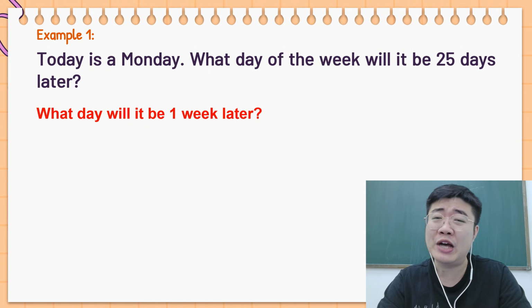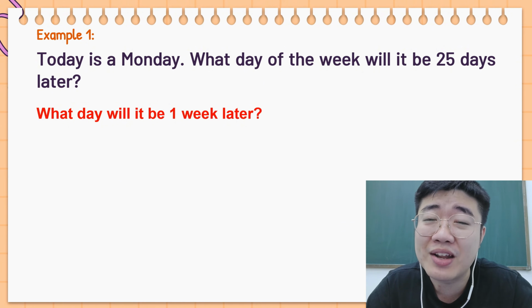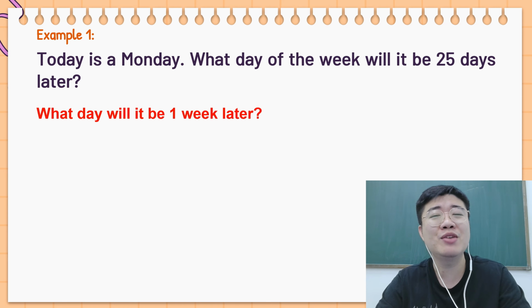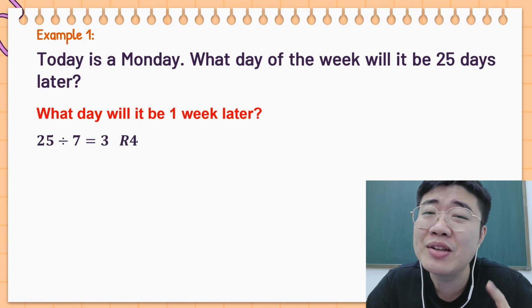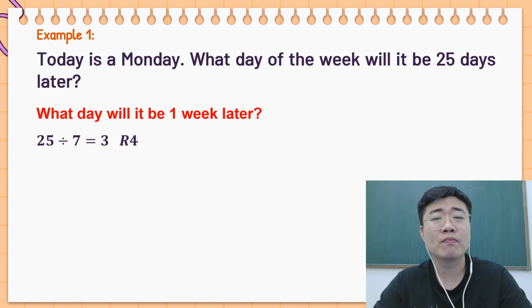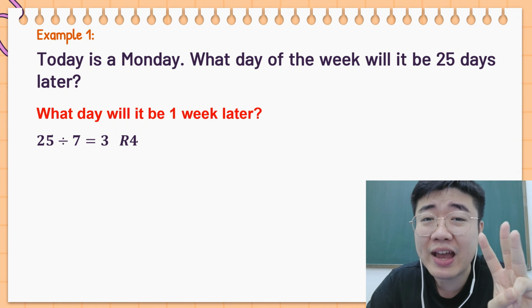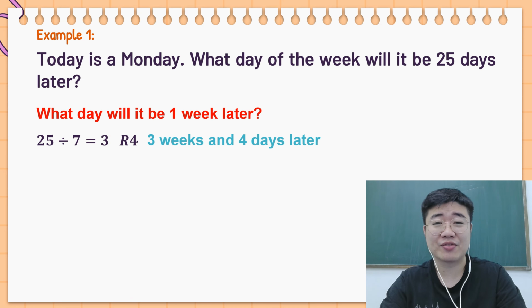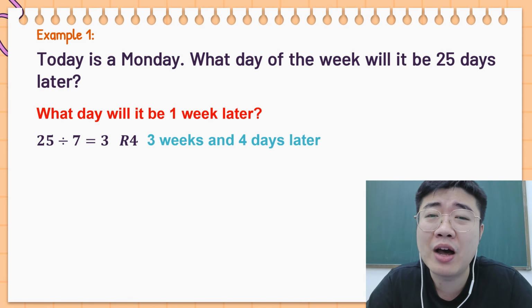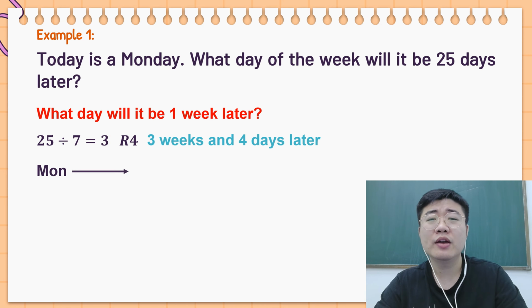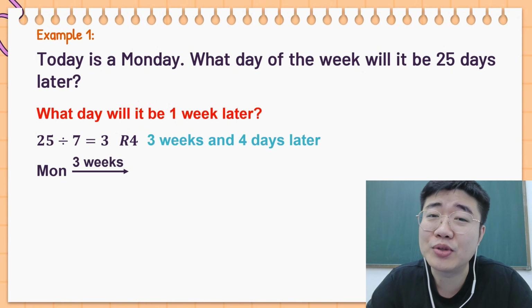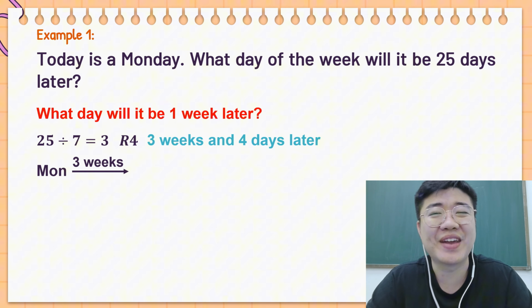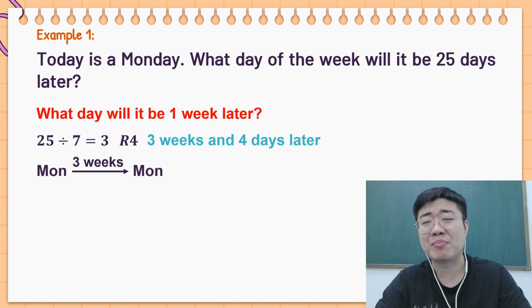So the next thing for us to do is we have to find 25 divided by 7. How many weeks are there? So divide by 7, we get 3, remainder 4. Means this will be 3 weeks and 4 days later. Now after knowing this, let's check for the day. We start from Monday. Now, if it's 3 weeks later, what day would it be? Perfect, everyone. This will also be a Monday.